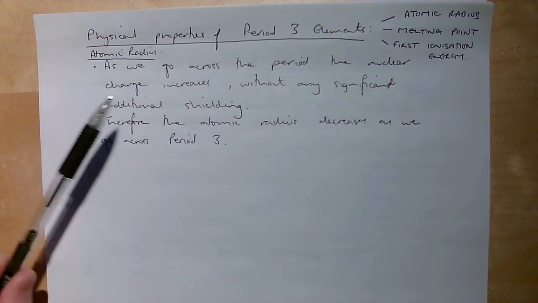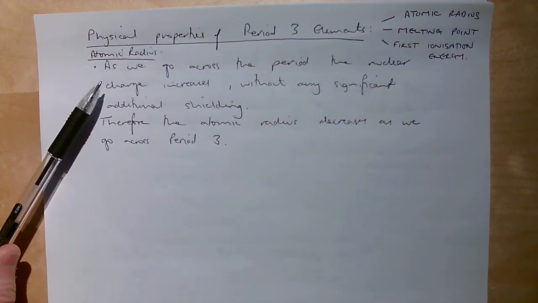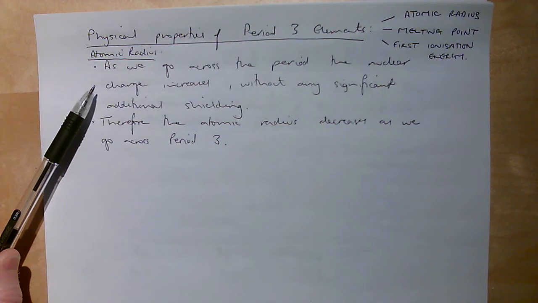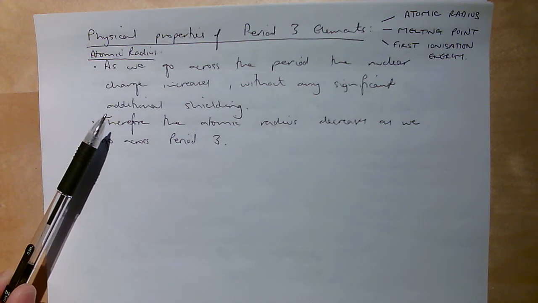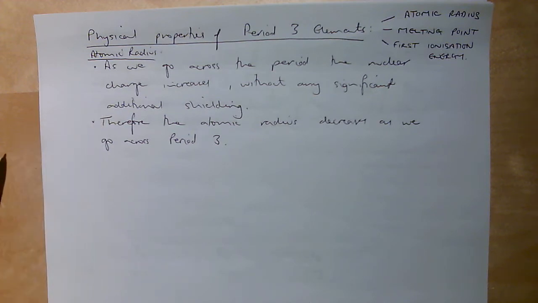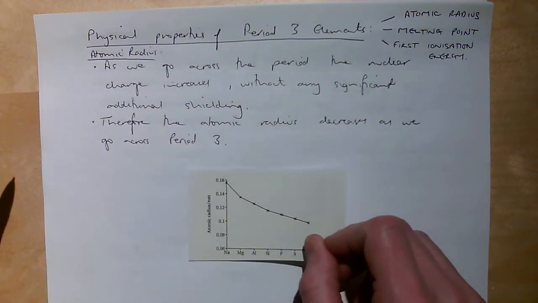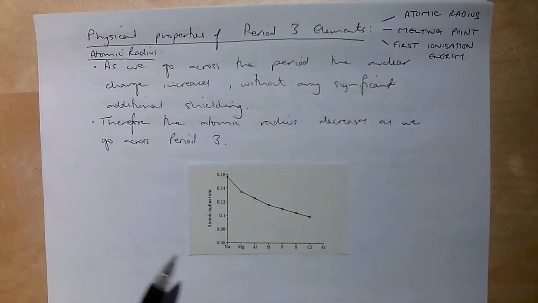So atomic radius. As we go across the period, the nuclear charge increases without any significant additional shielding. If we look at this little graph, if I go from sodium to magnesium, aluminium, silicon, phosphorus, sulfur, chlorine, as I go across my period, every time I go to the next element I have greater nuclear charge because I have an additional proton, but I'm still filling the same electron shell.